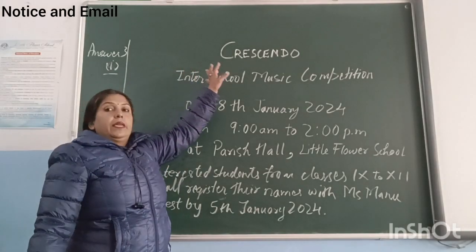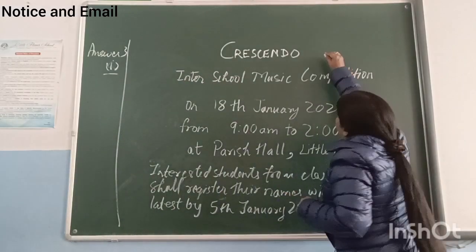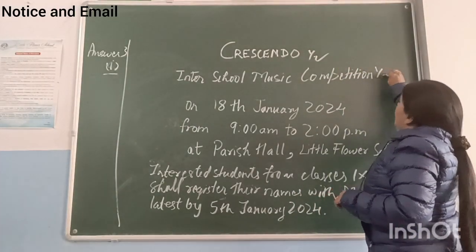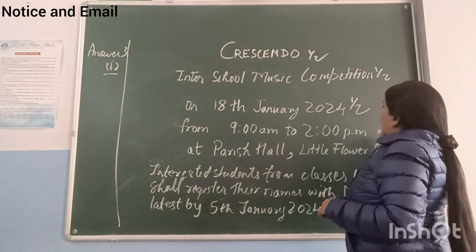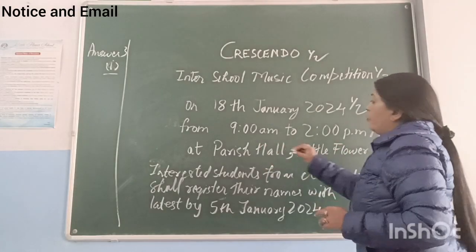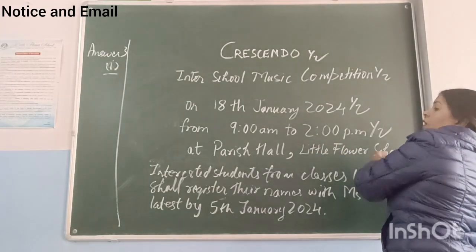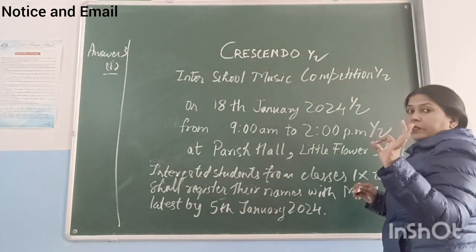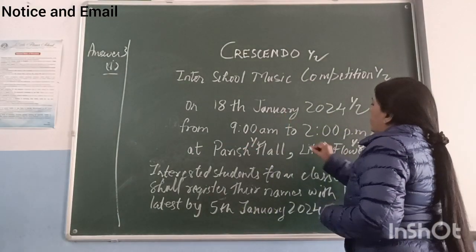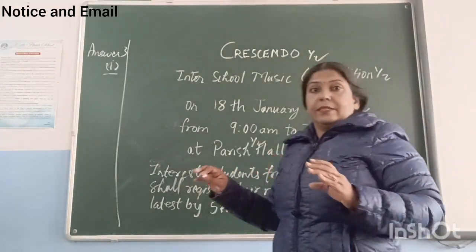Now this is the complete notice. How are you evaluated? This is of half mark: creative title half mark, name of the event half mark, date half mark, time half mark. Now venue, this is the venue, smaller to bigger. If you write at Little Flower School Parish Hall, it is wrong. You will not get marks, you will get a 0. So at Parish Hall half mark, Little Flower School half mark. So half plus half.